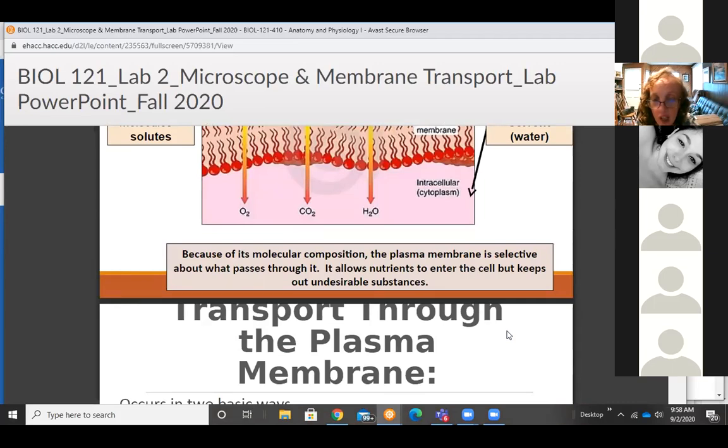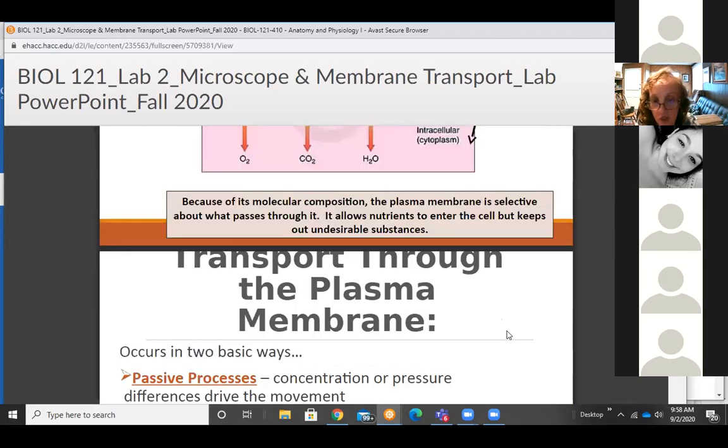So it allows nutrients to enter the cell. It's selectively permeable to allow nutrients to enter the cell, but keeps out other undesirable substances.